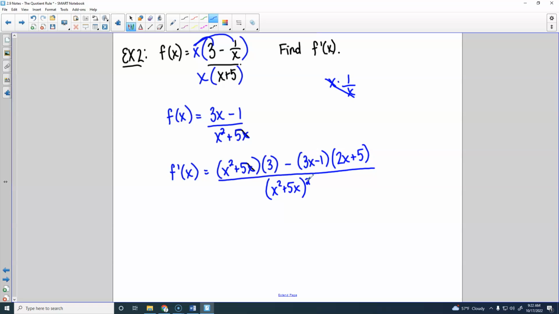And so simplifying this is going to be similar to the last one. I want you guys to try to simplify it on your own. I'm going to cut the screen off as I do it so that you guys can try that on your own.